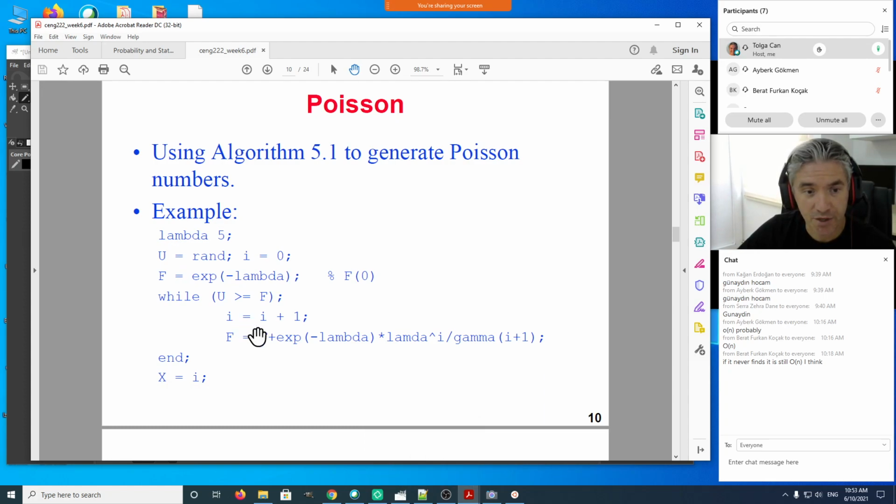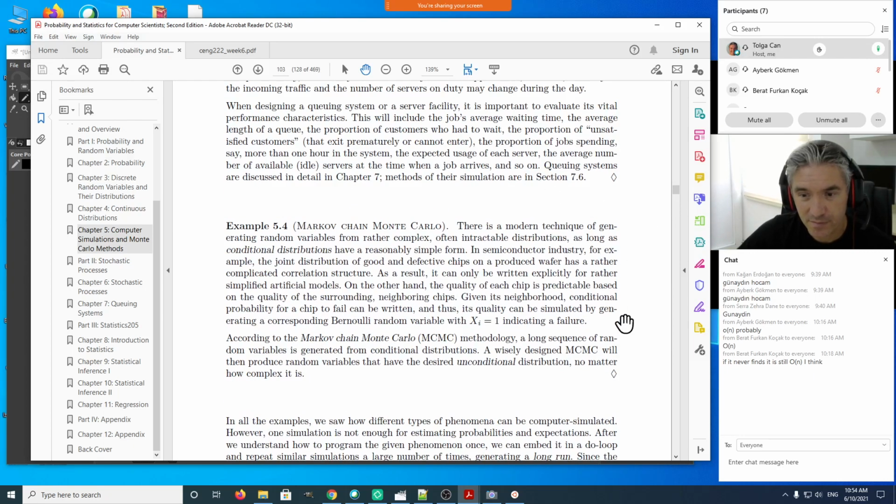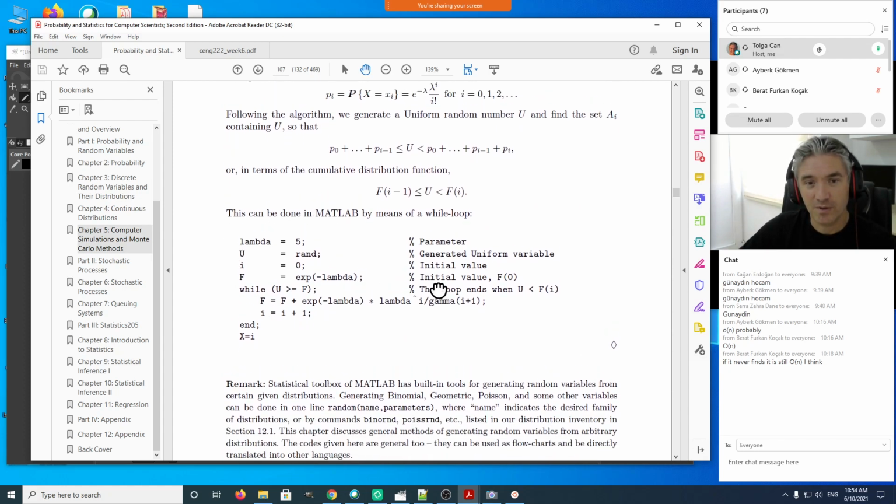Also, I want to take note of a typo in the book about this code. This is the corrected code that you see on the slide. In the book, there is a bug in this code: the I equals I plus 1 statement is written in a different order, which will make the program run incorrectly. It's going to execute the PMF function for f0 twice. So this is what I mean. Let's go to the Poisson random number generation in the book. So it's this one. This is the code.